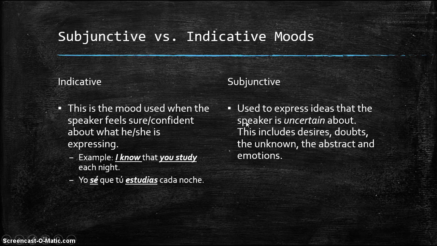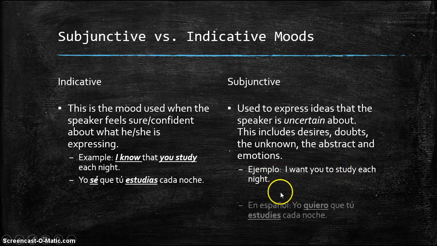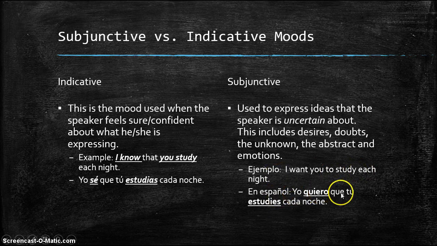The subjunctive is used to express things that the speaker could be uncertain about. This includes desires, doubts, the unknown, the abstract, and emotions. Here's a similar example in the subjunctive now. I want you to study each night. In Spanish it'd be Yo quiero que tú estudies cada noche. As you can see, estudias and estudies have different endings. That's because estudies is in the subjunctive present tense.